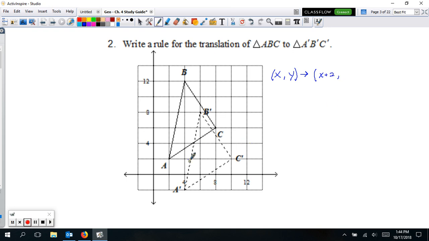And then what are we doing for the Y? From here down to where A prime is, we are going down 4 units. 2 boxes is going to be 4 units. We're going down, so it's a -4, Y minus 4. And that's all we have to do there. Just write the rule using A and A prime. You could do the same thing if we did B to B prime or C to C prime. It would be the same thing.